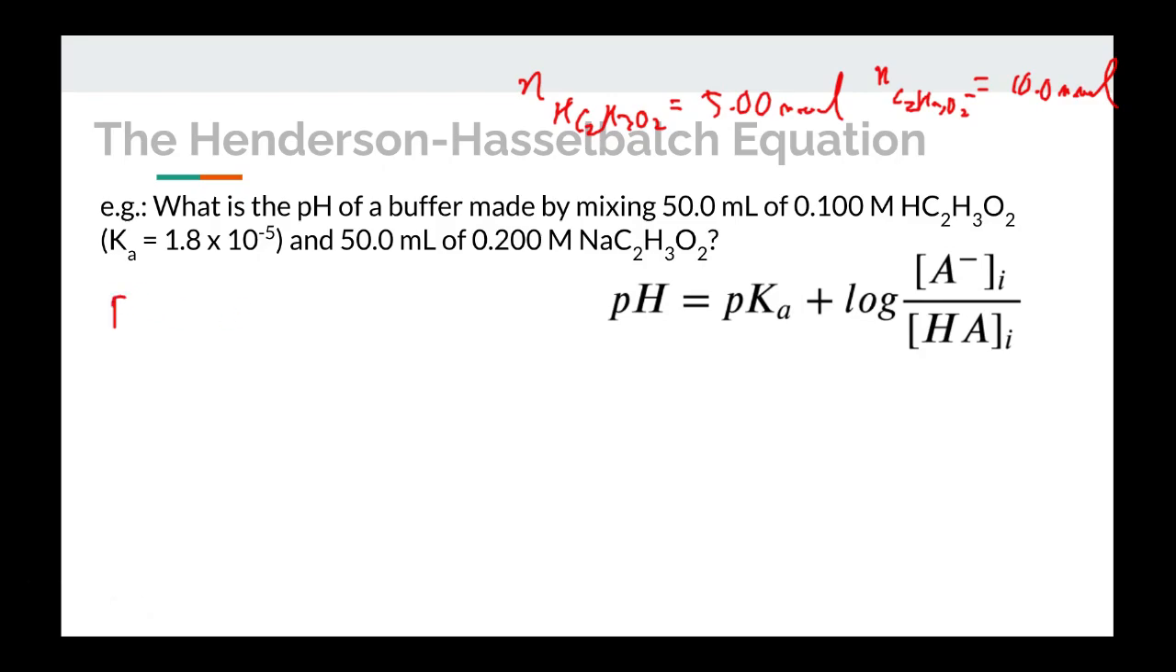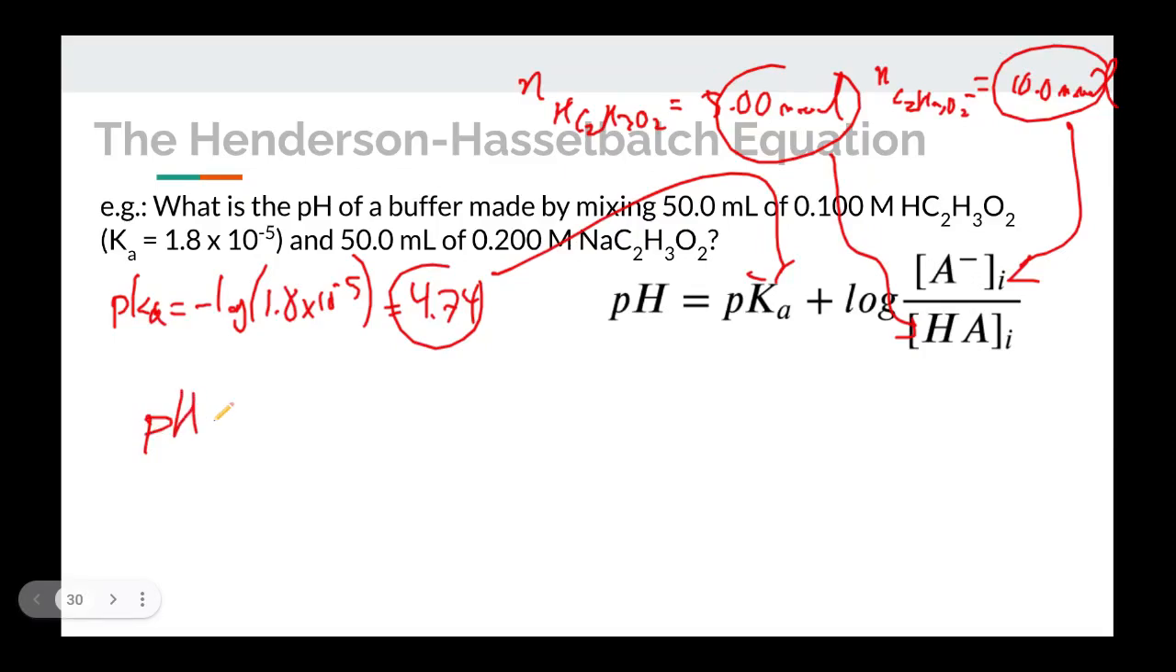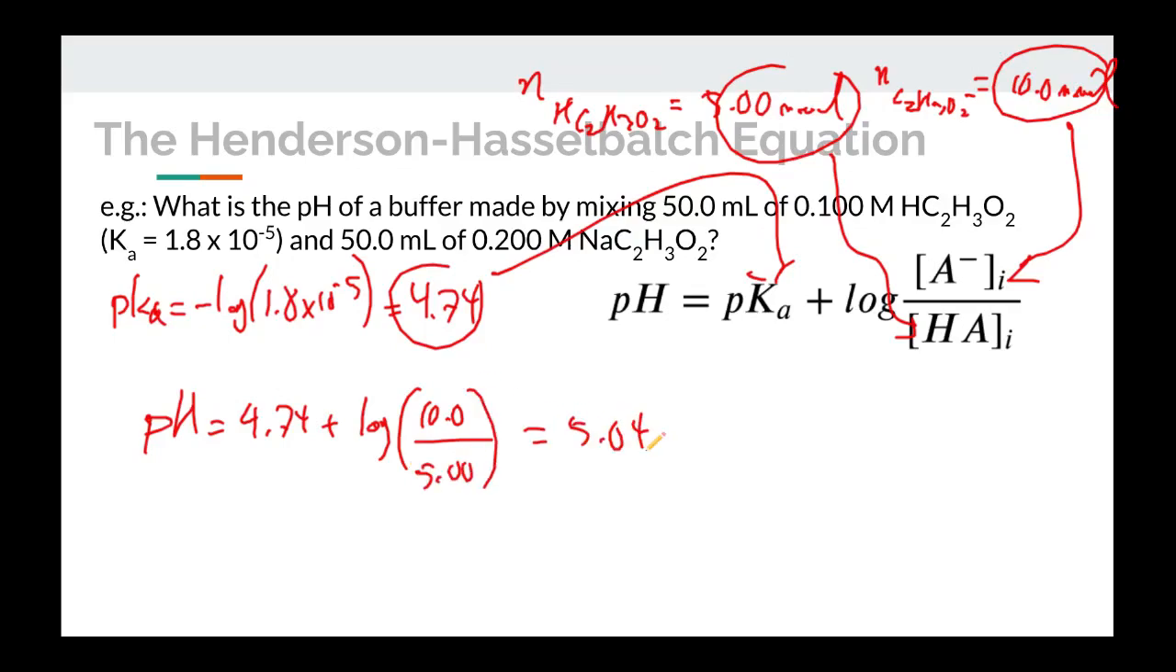What's the pKa? pKa for this acid is the negative base 10 logarithm of 1.8 times 10 to the negative 5, which is 4.74. So now this gets plugged in, and then we can use these numbers of moles to create our ratio. That's the conjugate base, and that's the acid. So our pH is going to be equal to 4.74 plus the base 10 logarithm of 10 millimoles over 5 millimoles, and this comes out to 5.04.